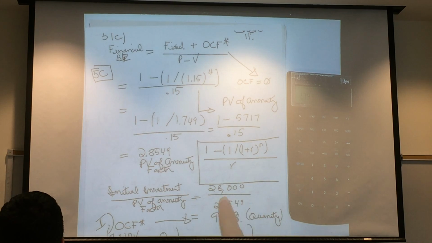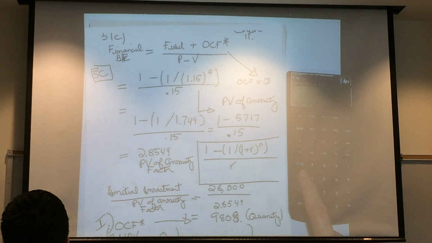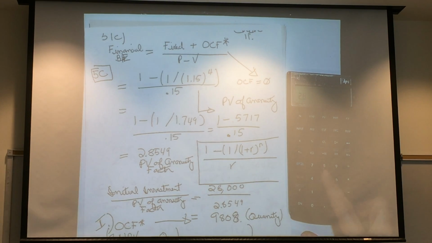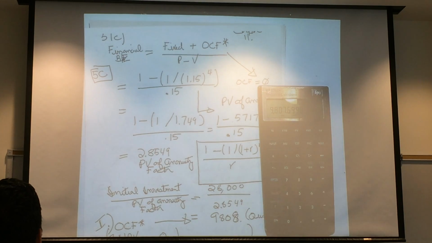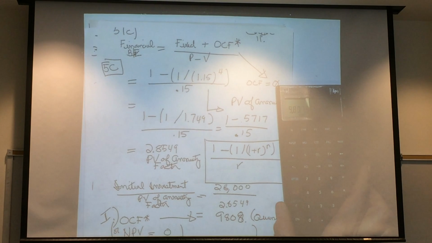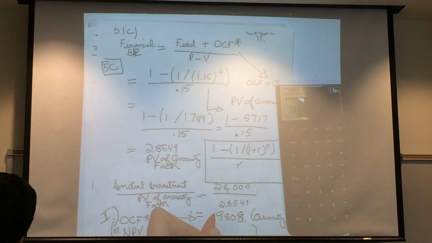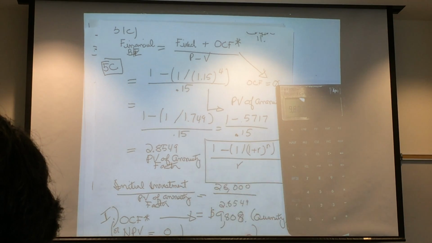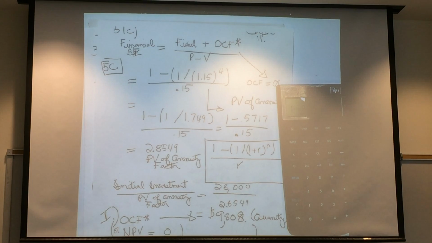Now what do you do with that? You take it and divide it into your initial investment of $28,000. See, this is why I don't care about it. So where your operating cash flow is equal to 0 is 9,808. Oh wait, then you add that. There's a formula. So after I've used that annuity factor to come up with my operating cash flow asterisk, where net present value equals 0, I add those two together.